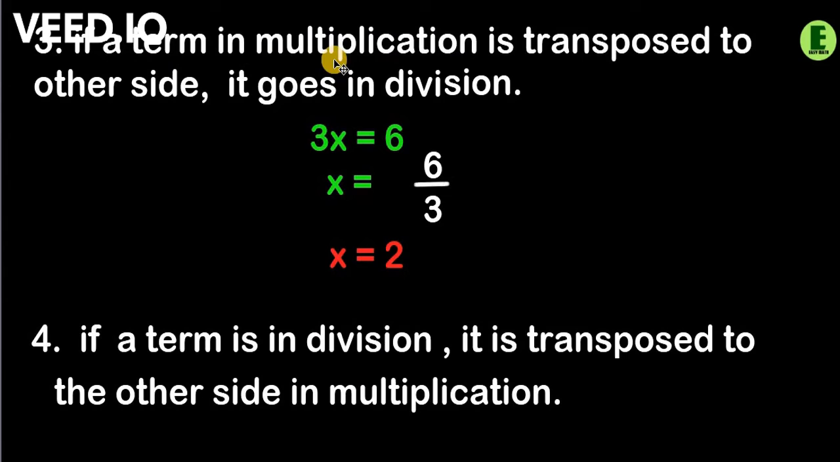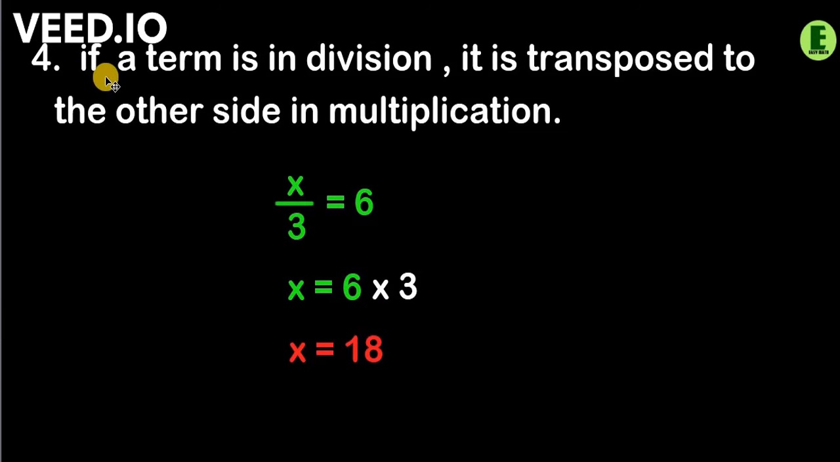If a term in multiplication is transposed to the other side, it goes in division. Here we have 3x is equal to 6. x is multiplied by 3. So when we are transposing this 3 to the other side, it goes in division. So x is equal to 6 by 3, x is equal to 2.